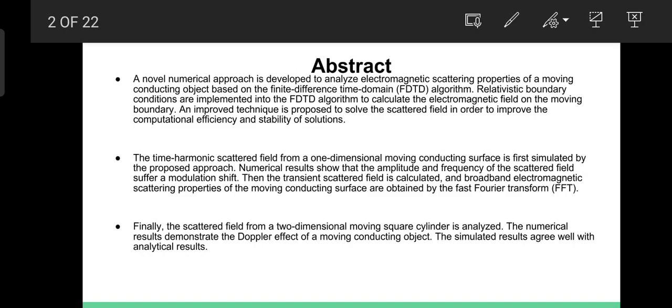Finally, the scattered field from a two-dimensional moving square cylinder is analyzed. The numerical results demonstrate the Doppler effect of the moving conducting object. The simulated results agree well with analytical results.